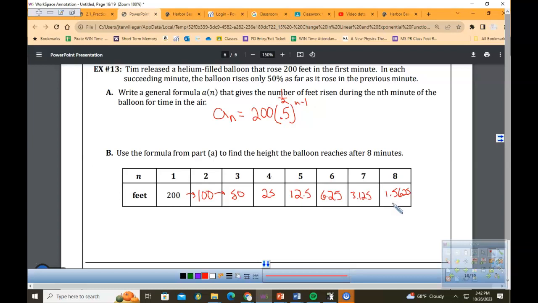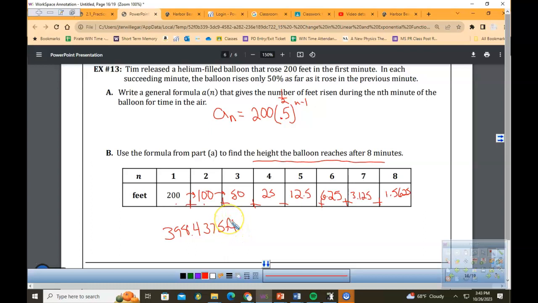Yeah, that's how much it rises each time. Now the question is asking us, how high is the balloon after 8 minutes? So this is how much it rises each time. It started at 200 feet, and then we added 100, then we added 50, then we added 25, then we added 12.5, then we added 6.25. We add all those numbers up, and in 8 minutes the balloon reaches 398.4375 feet.